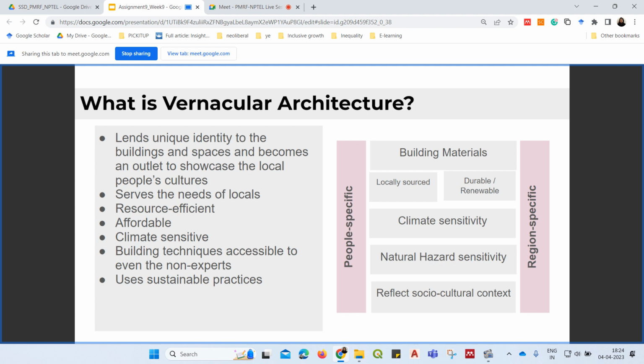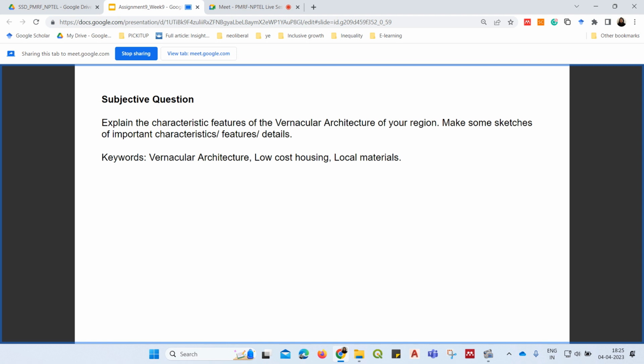And if it is located in an area which is flooded very regularly, or there is a lot of torrential rain or such things, it's often lifted up on stilts in order to ensure that the building is responsive to the natural hazard which frequently occurs in that area. So things like that also need to be kept in mind while we are practicing vernacular architecture. And the last is that it reflects the socio-cultural context of the area and the people. So this is a rundown of what vernacular architecture basically is.